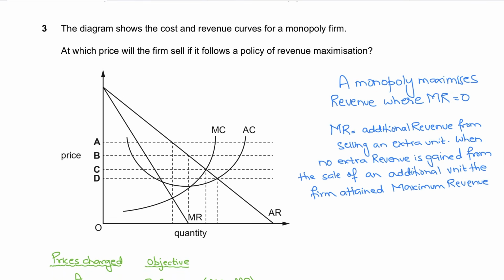Question number 3 says which diagram shows the cost and revenue curves for a monopoly firm. Now the thing is, at which price will the firm sell if it follows a policy of revenue maximization? Usually they give these sort of questions where they ask you the objective. This is basically the objective of the firm topic.